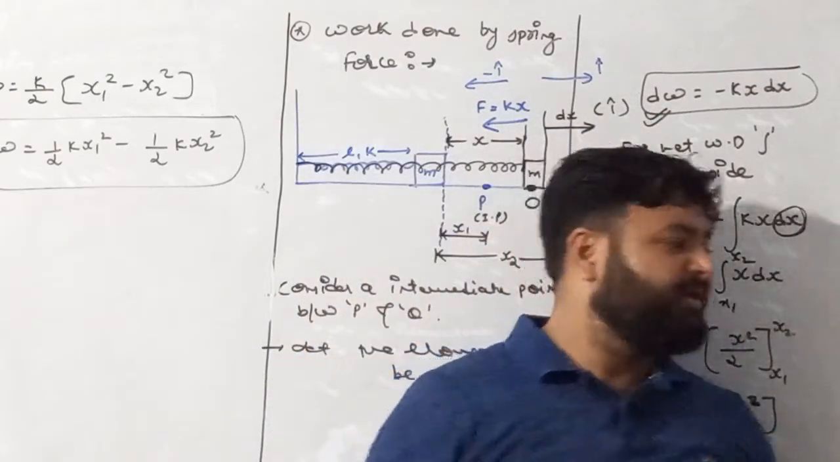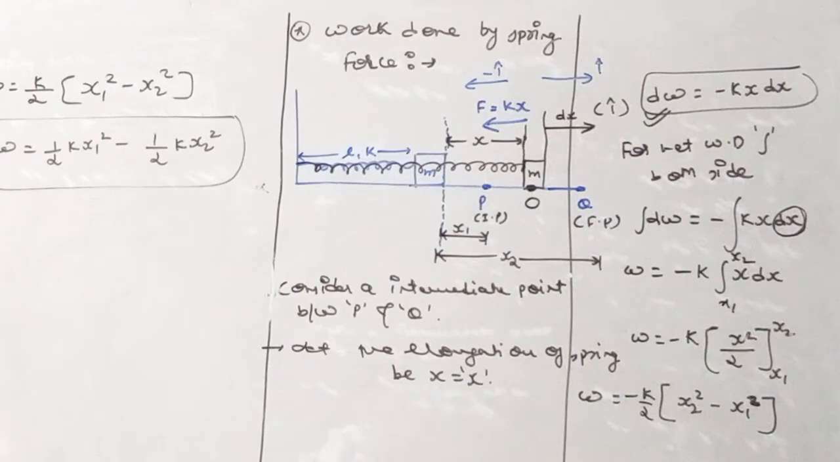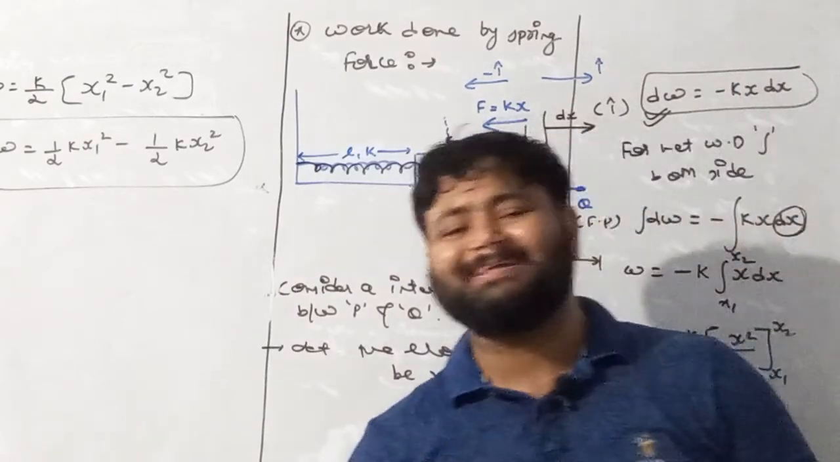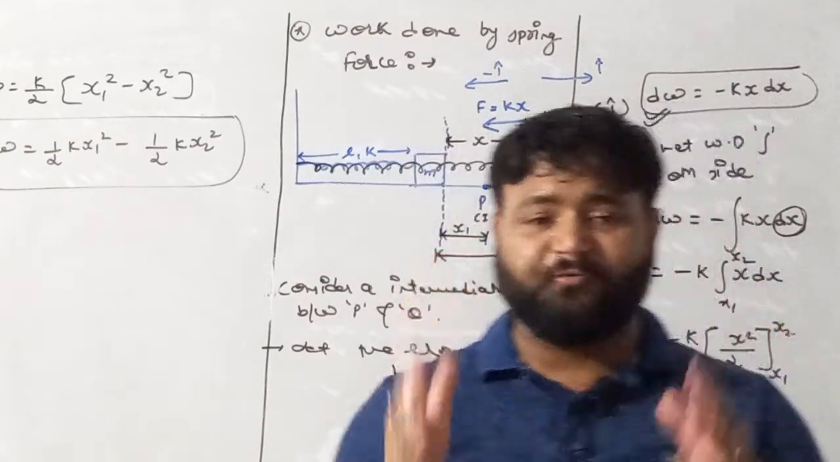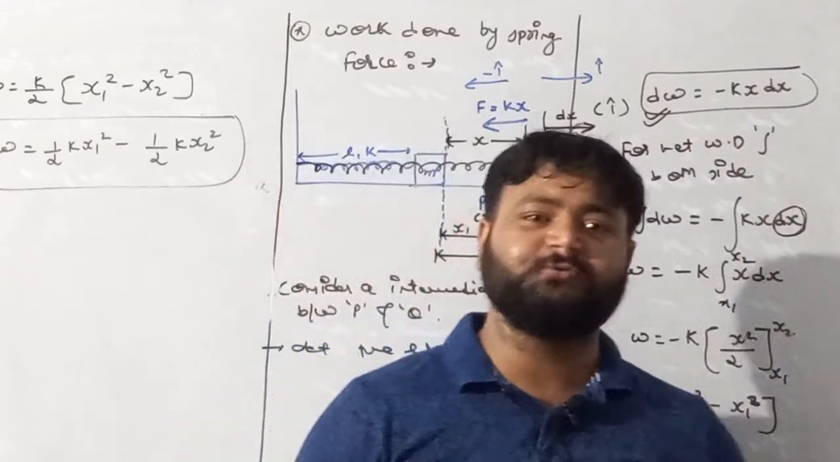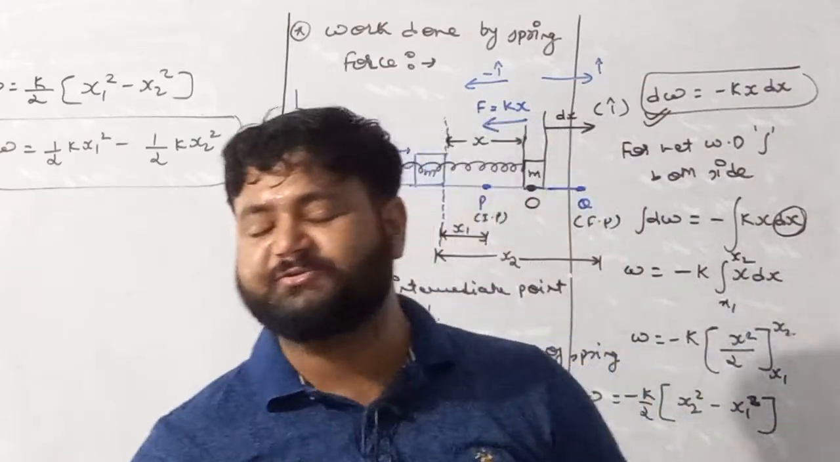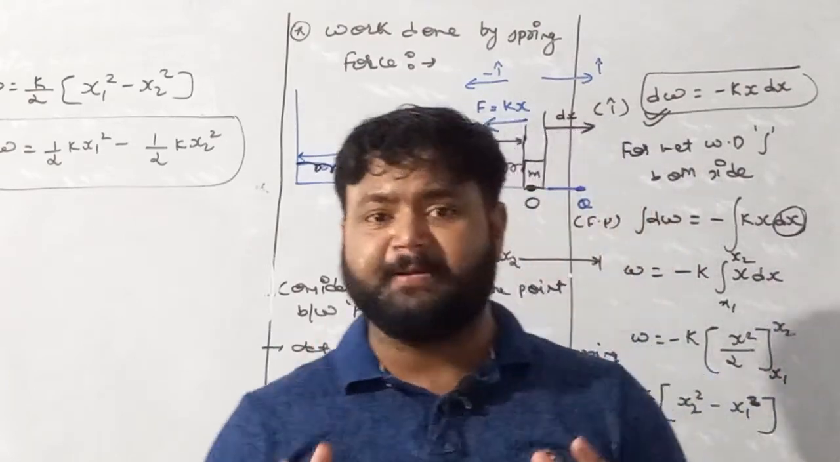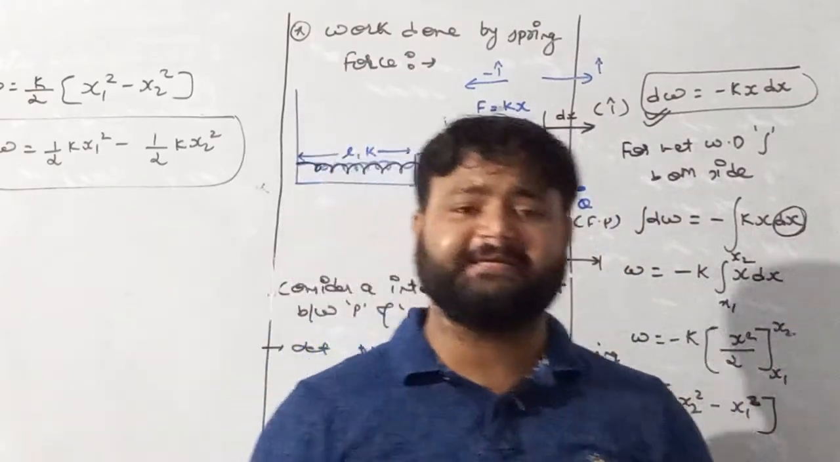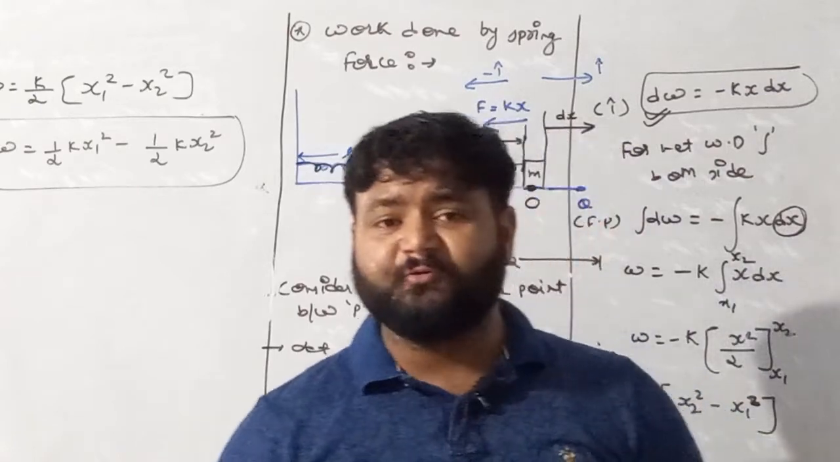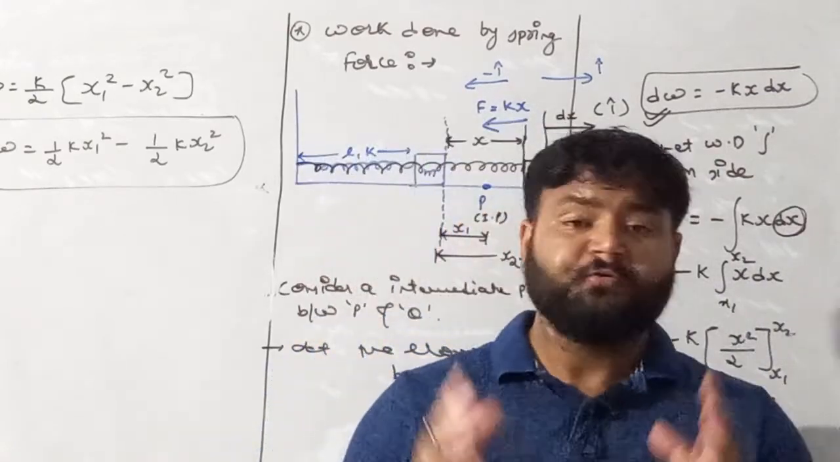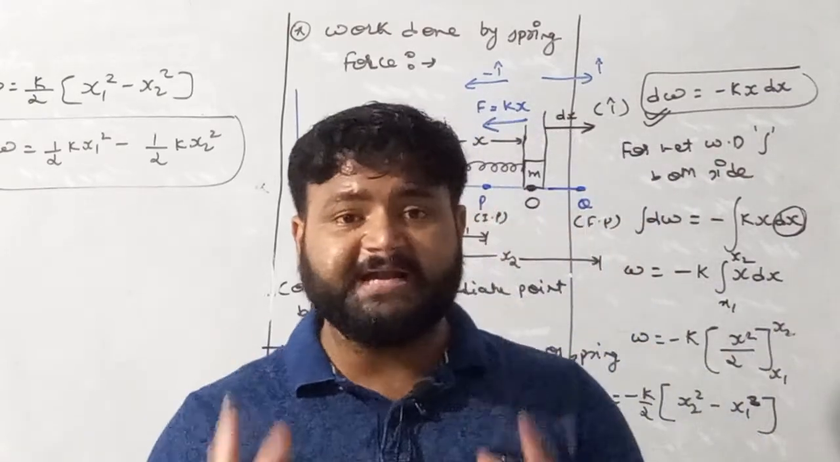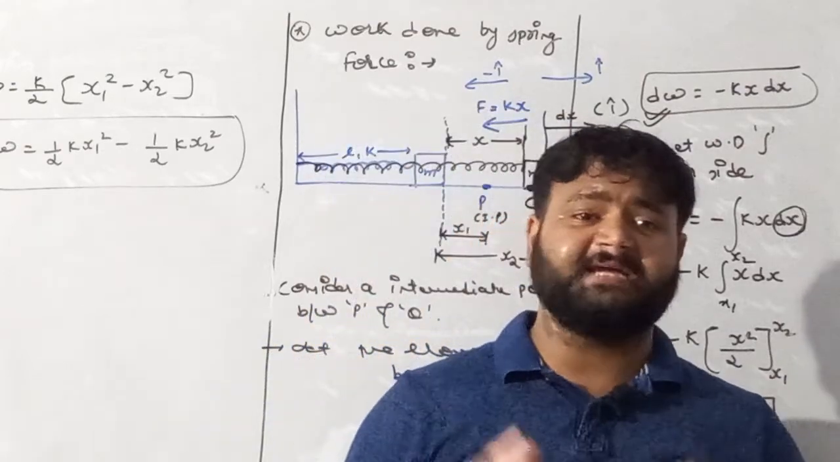Remember my dear student, forces are of two types. One is constant force, another is variable force. If force is constant, then it is simple, we'll use the formula work done is equal to F vector dot displacement vector. But if force is variable, then remember you have to go with integration, because with variable force you cannot find net work done directly.